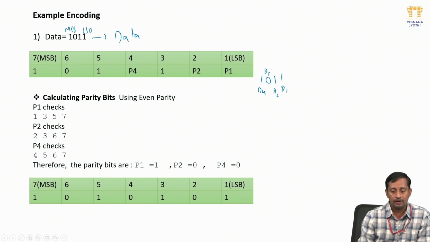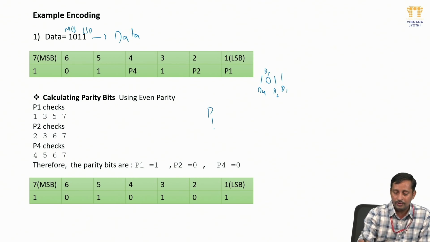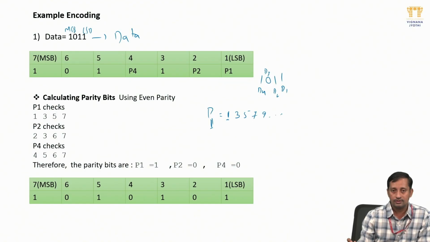So how do you find the parity bits? For finding P1 from the given data frame, it starts with position 1. So start the sequence with 1. Leave one number, write the next number 3. Leave one number, 5. Leave one number, 7. Leave one number, 9, and so on like this.